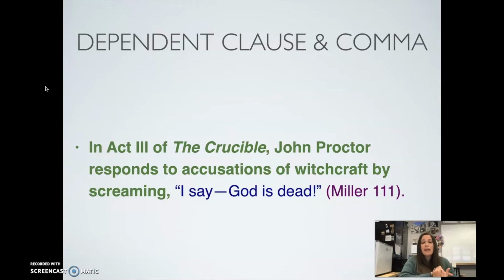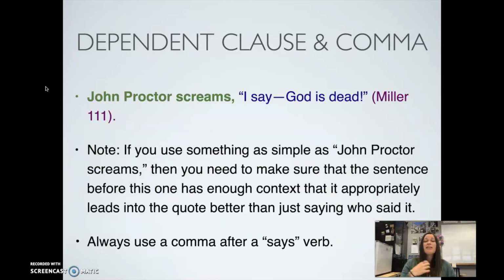Because the quote, "I say God is dead," where is that coming from? Well, now I know it's from Act 3 of The Crucible. John Proctor's saying it, and he's responding to an accusation of witchcraft, okay? More dependent clauses, though. You don't have to give all that information in your integration of your quote. You could just say, John Proctor screams, comma, "I say God is dead."